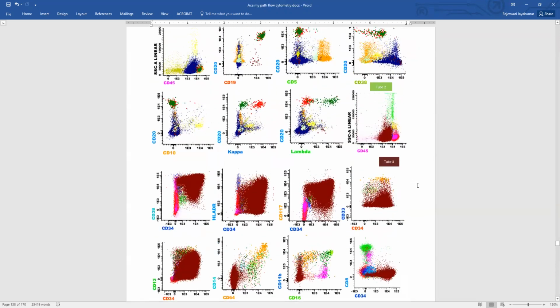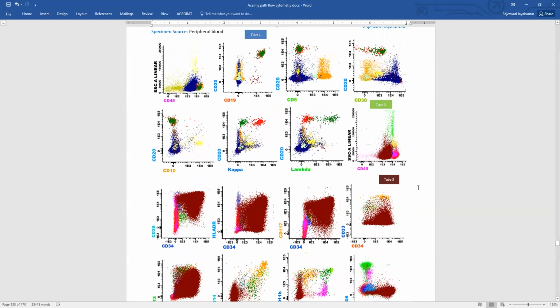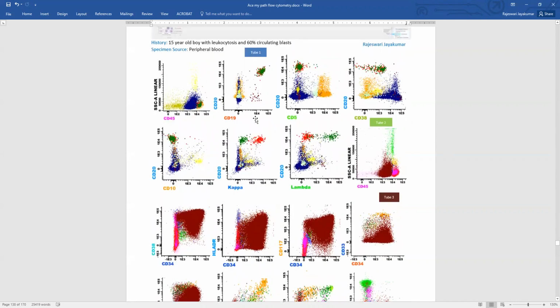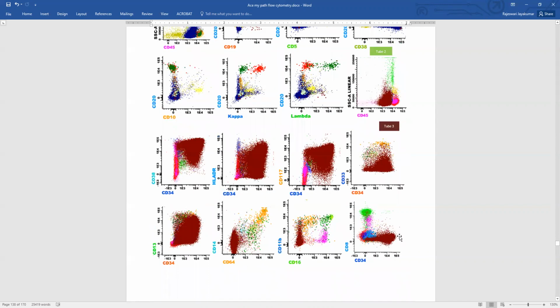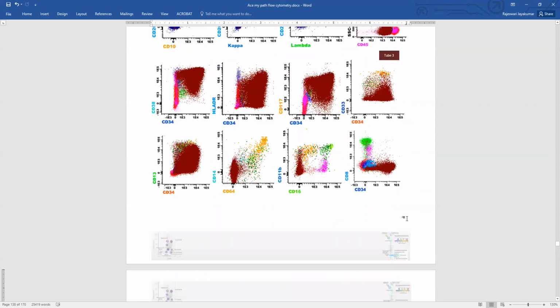So far, we see a blast population that is positive for CD34, CD38, CD117, which is a myeloid marker, and partial CD13, which is also a myeloid marker. And it is negative for the B cell markers CD19 and CD20. It is negative for CD10, which is commonly seen in B lymphoblasts. There is partial expression of HLA-DR, and it is negative for CD8. It is negative for monocytic markers. So far, it is expressing myeloid markers.